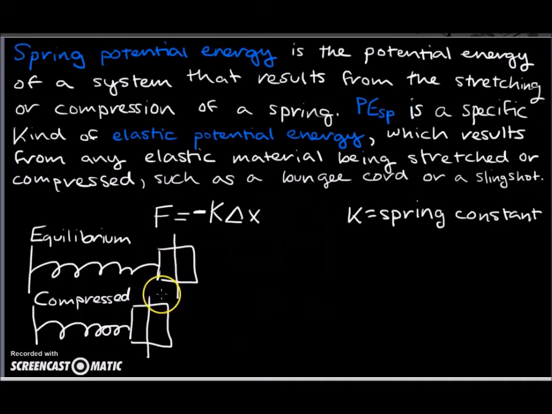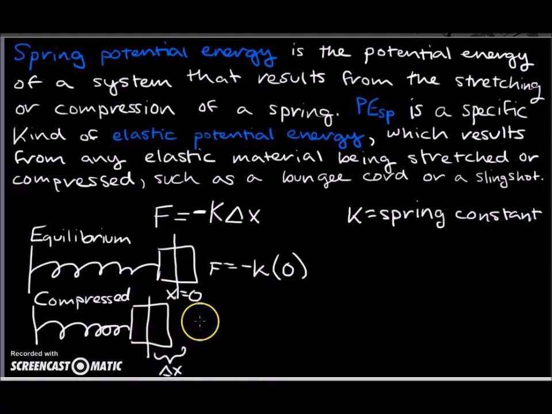Let's say the center of mass of the box at equilibrium is x equals 0. So the force of the spring in this situation is F equals negative k times delta x, which is 0, because our original position is 0 and we have moved 0 meters in either direction. In our second situation, our center of mass has changed by delta x.